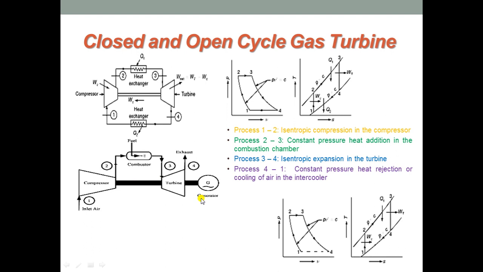In operation, the compressor draws air from the atmosphere and compresses it to a high pressure, and it is shown on the PV and TS diagram from point 1 to point 2. The compressed air then flows into the combustion chamber, where the fuel is burnt at constant pressure.